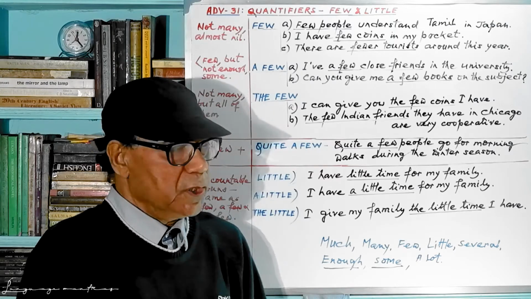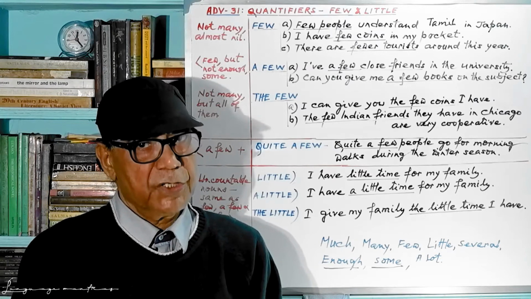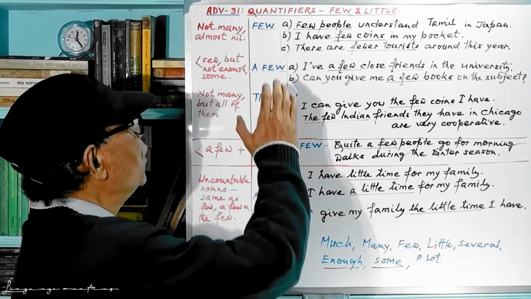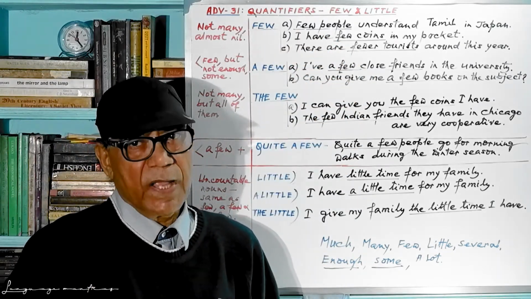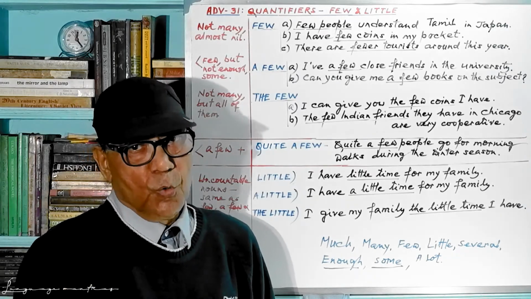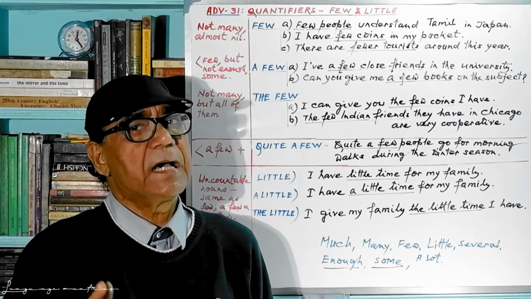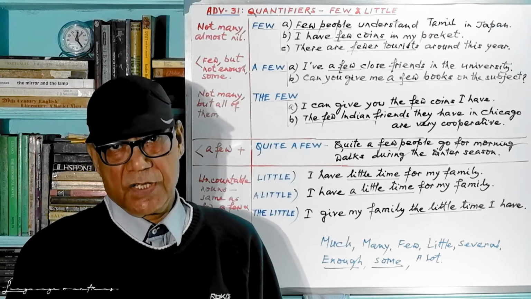Sometimes you may confuse these words with determiners, but for the time being, forget determiners. We may talk about them later, but this time it is quantifiers, the words that give you an idea of quantity or number. And we have only two words. One is few and the other is little. Why these two alone, not others?